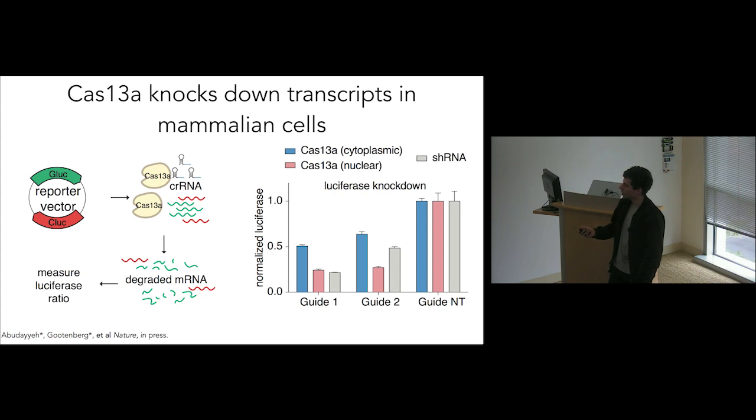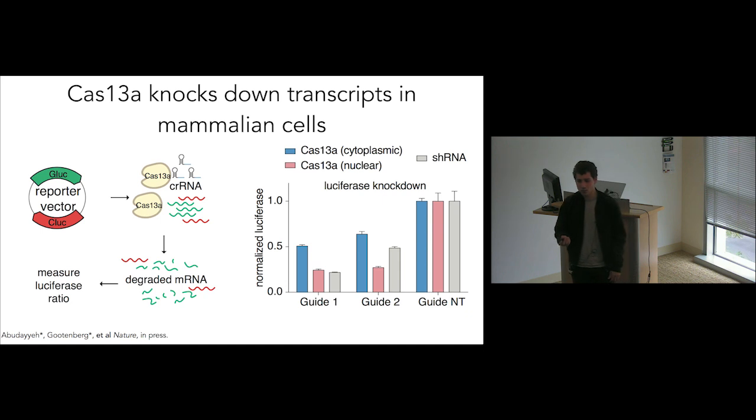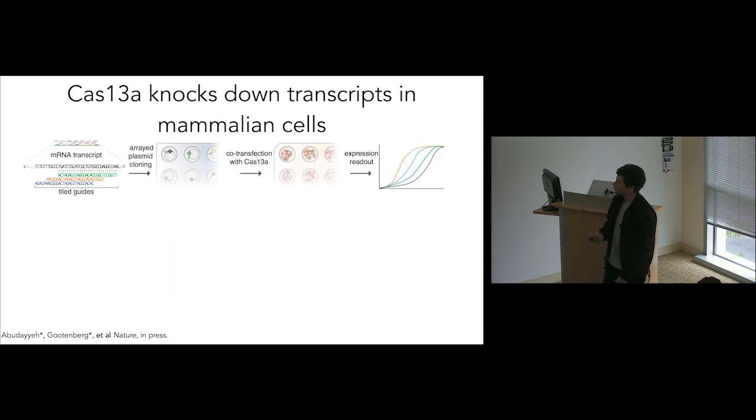And we found that for a couple different guides, we chose 2 guides to test, we could get essentially equivalent or better knockdown compared to shRNA. We also found that our nuclear construct was the best at targeting. We don't have an exact reason why, potentially it is more stable in the nucleus or it's easier to target an RNA there, but one advantage, as you'll see later, is that we can actually target an RNA in the nucleus.